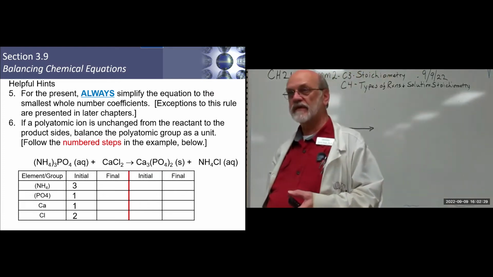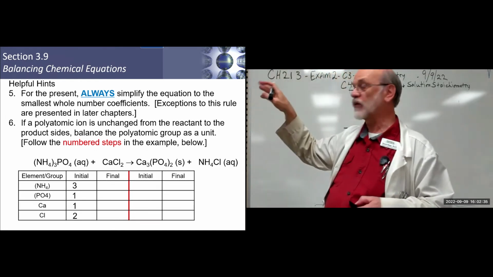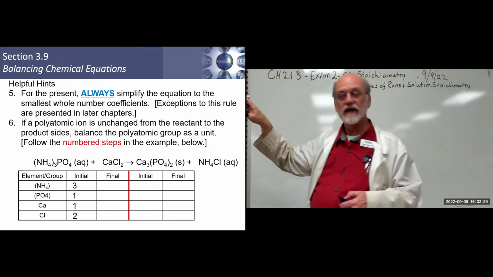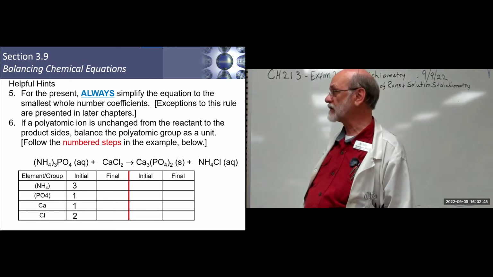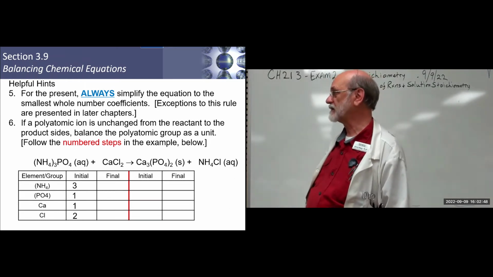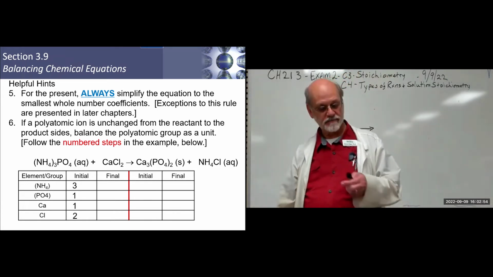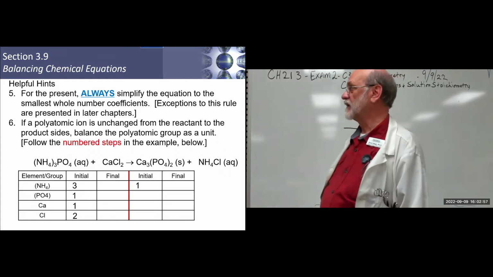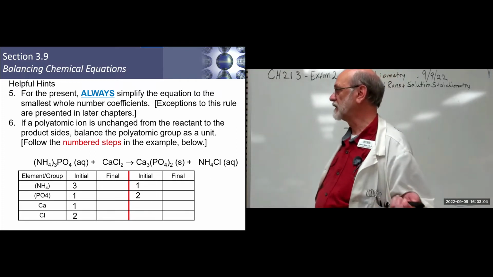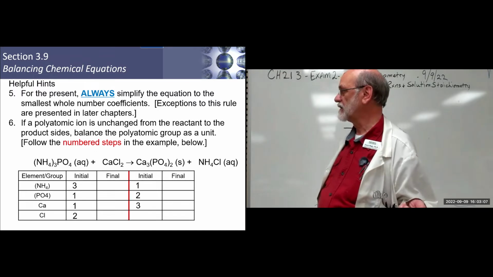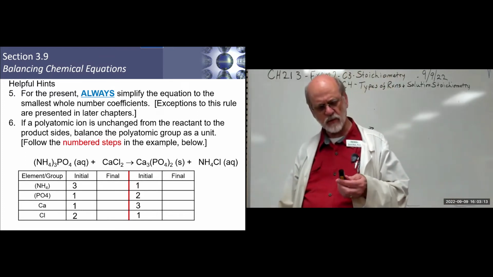Then you inventory them. This is an unbalanced equation. So you say, these compounds are written correctly. That's the first rule. Then you inventory them. So initially, you're going to have 3 ammonias, 1 phosphate, 1 calcium, and 2 chlorines. That's on the reactant side. On the product side, you have 1 ammonia, 2 phosphates, 3 calcium, and 1 chlorine. I think my battery's getting weak.